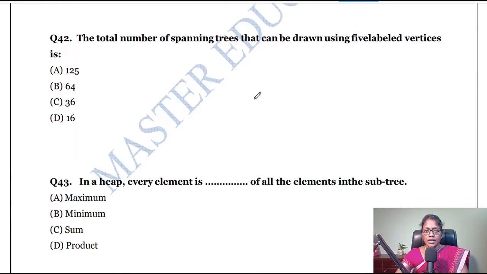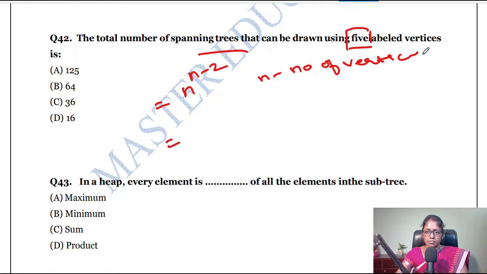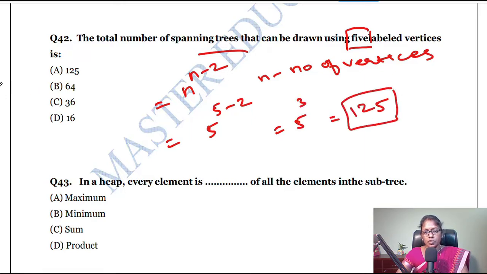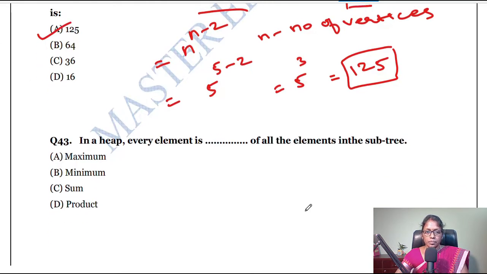The next one is the total number of spanning trees that can be drawn using 5 labeled vertices. The total number of spanning trees can be drawn using n to the power of n minus 2, where n is the number of vertices. So 5 to the power 5 minus 2, that is 5 power 3, which is equal to 125. So the total number of spanning trees that can be drawn using 5 labeled vertices is 125.